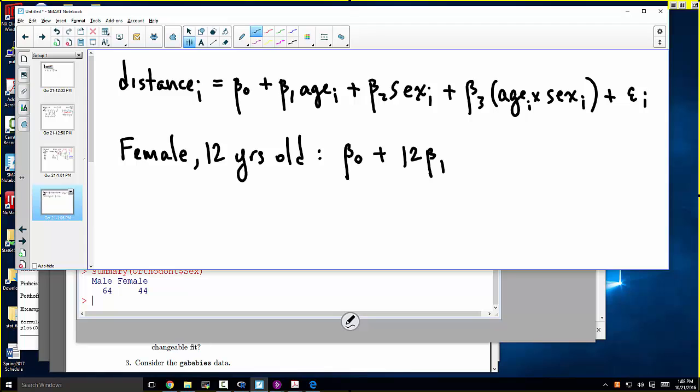So I'm asking for a confidence interval for that. I'm asking for it in two different ways. One, using matrix or vector operations. This equals some linear combination of the betas, namely 1, 12, 0, 0 times the betas.